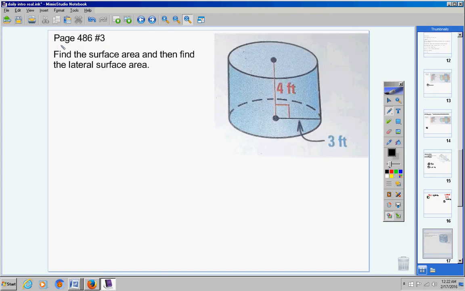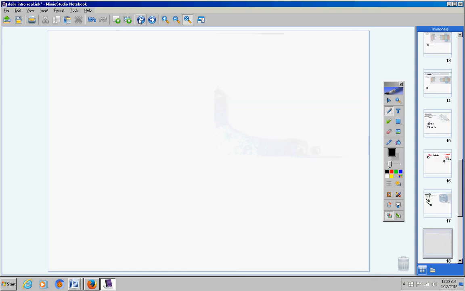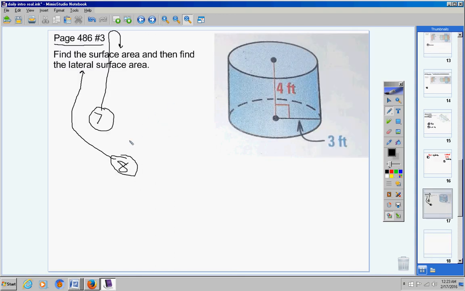Okay, in your notes you should have had page 486, number 3. And I asked you to find the surface area and the lateral surface area. So question number 7 is, what's the surface area? Question number 8 is, what's the lateral surface area? Okay, so please fill those 2 questions in. You should have all this done in your notes already. Simply copy the answers, and you have an easy 100.